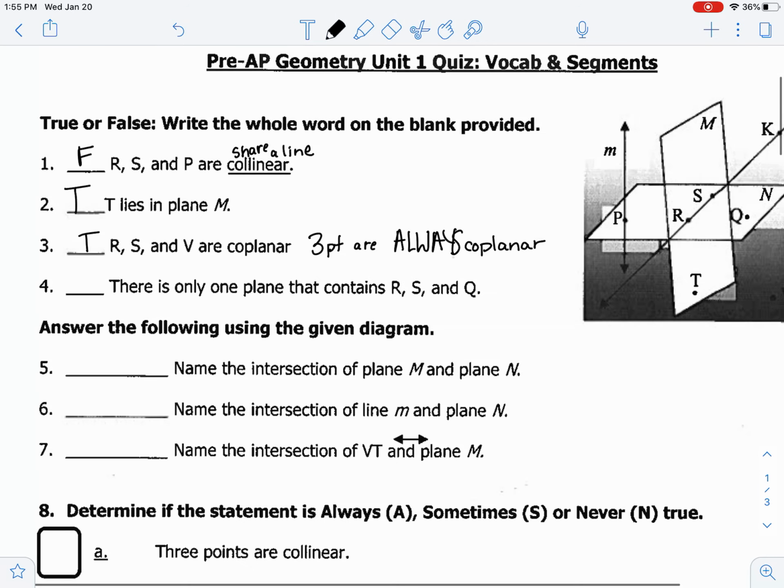There's only one plane that contains R, S, and Q. Is there any other flat surface where those 3 points could lie? There's not any other flat surface, so there's only one plane that contains 3 points. 3 points define a plane, and 3 points are always coplanar. And so this one is also true.